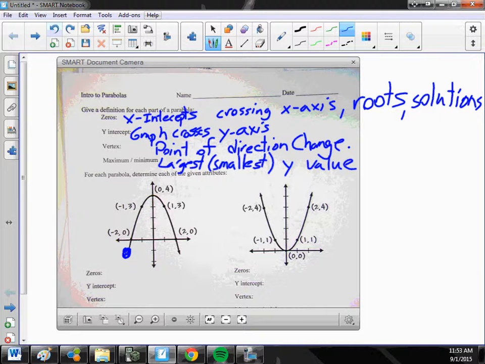And what if the graph has a 0, a root, that's not a whole number? What should we do? After you cry, what should you do? Just give your best guess. If you think it's 4.87621, you're more accurate than me. I would say 4.8. Okay?